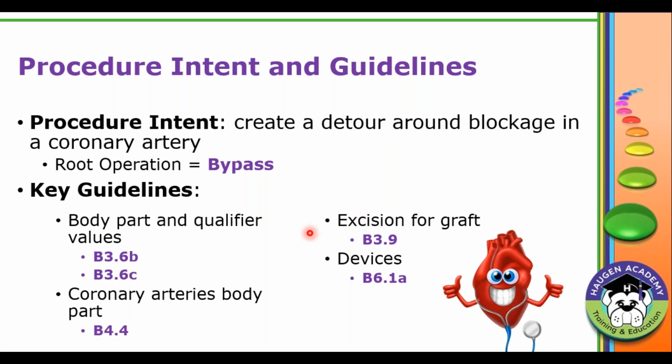There's also a guideline about excision for graft when it's taken from a separate operative site. Then we are going to be adding an additional code for the excision that's going to come into play with harvesting of graft material, usually the saphenous vein from the leg, but we'll look at some other sites where they could be taking that graft material as well.